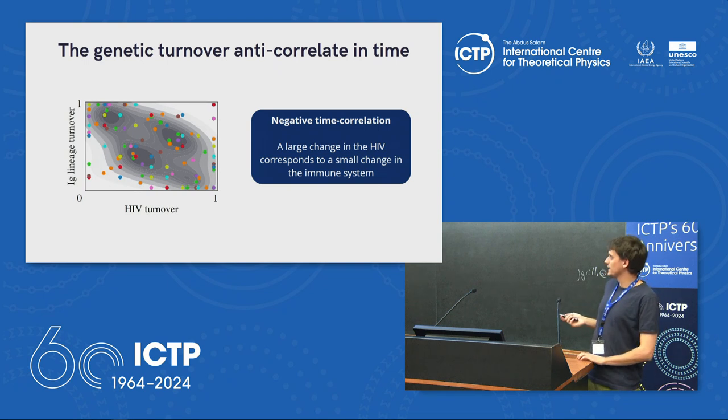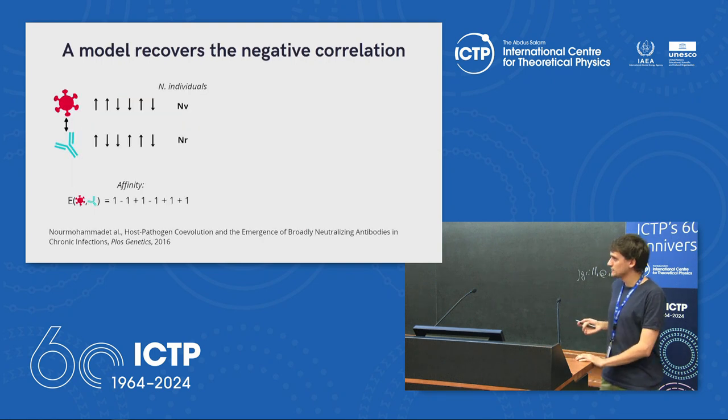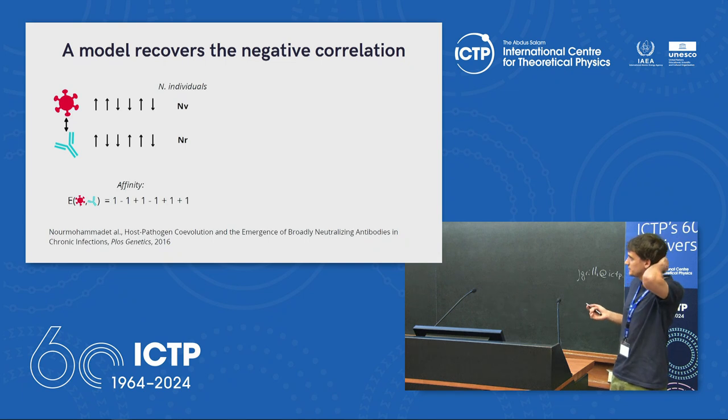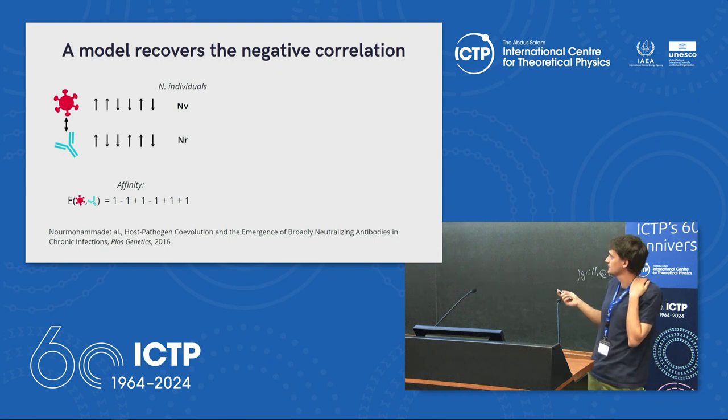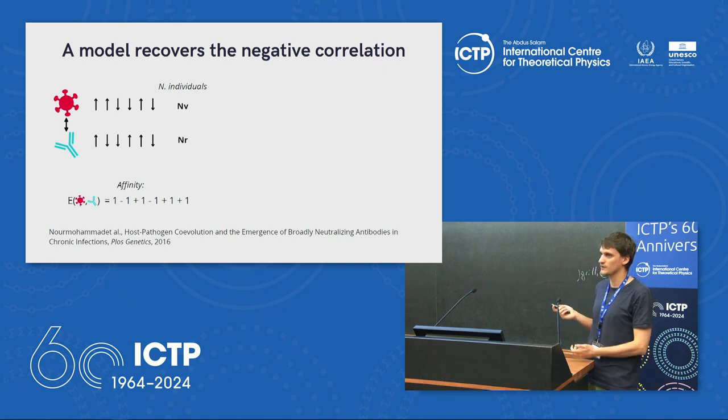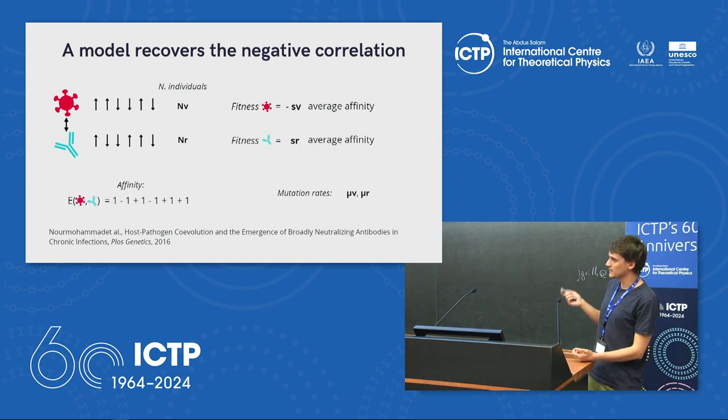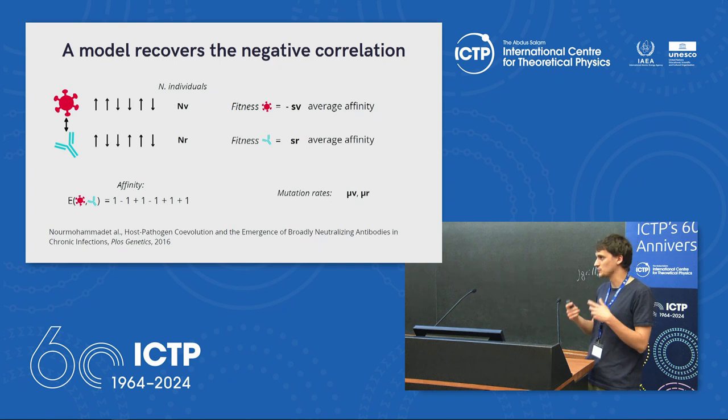But so we try to build a model to explain this signal, to build a bit of intuition on that. The model is based on previous work, and the quick idea is this: we model the virus and the receptors as strings of plus and minus one. We have an affinity for how well each string, the antibody, can bind to the virus. From the affinity, we can build fitnesses. With all this machinery, we can run simulations and compute the turnover.